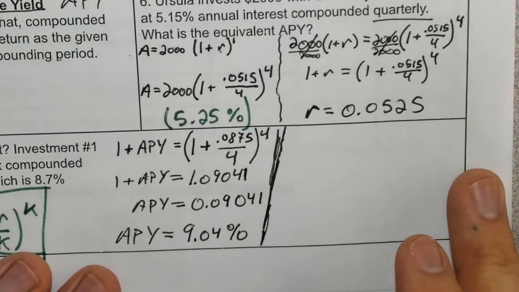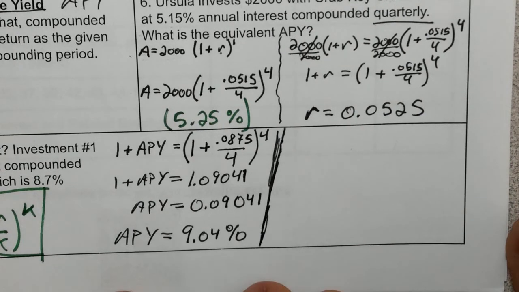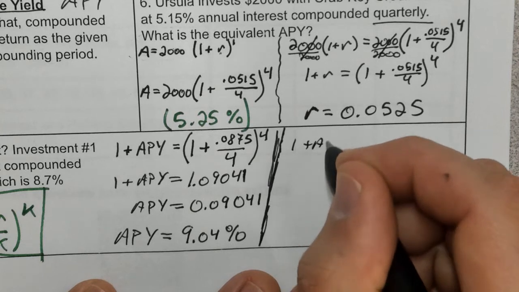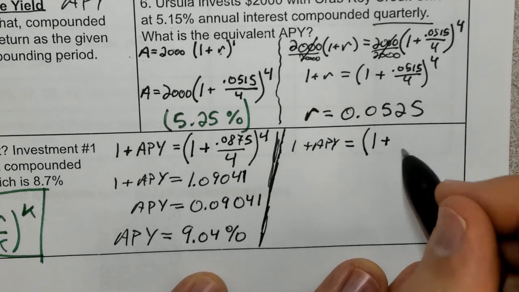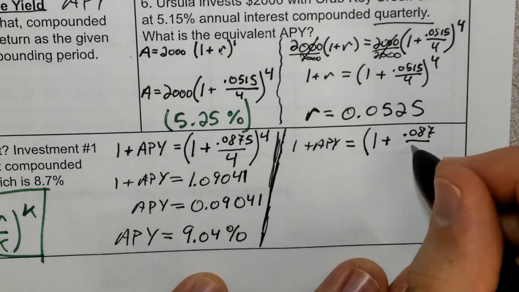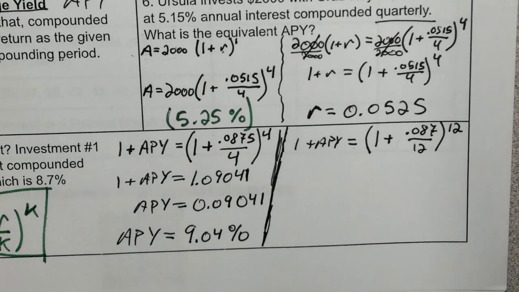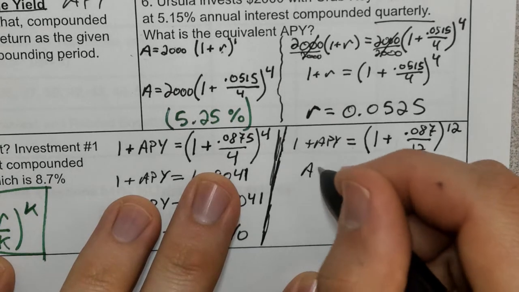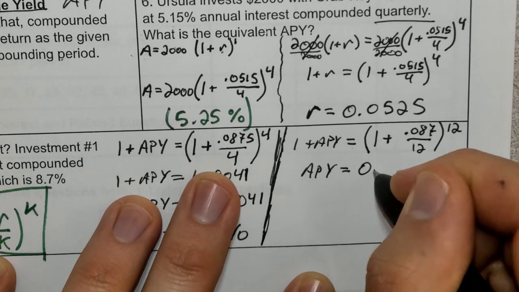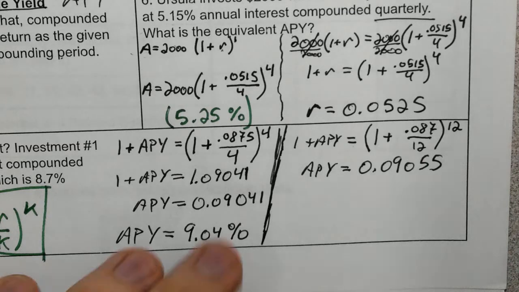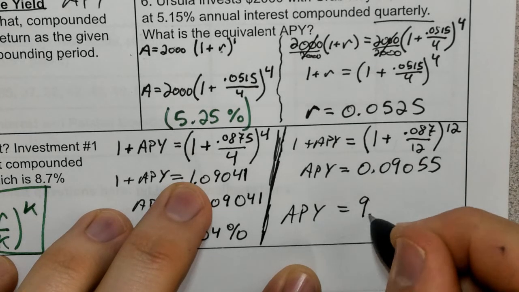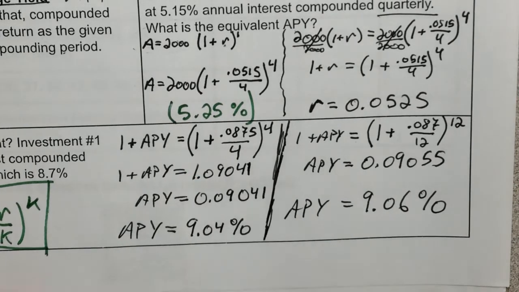Okay, questions on that one? Next, same thing. 1 plus APY, but we're going to put in the other numbers for the other investment. So the APY on the other side of that equation is 1 plus 0.087 divided by 12, all raised to the 12th power. You can plug all that into your calculator, subtract 1, you get that the APY as a decimal is equal to 0.09055. If you times that by 100 to get the percentage, then you end up with an APY that is equal to 9.06%.